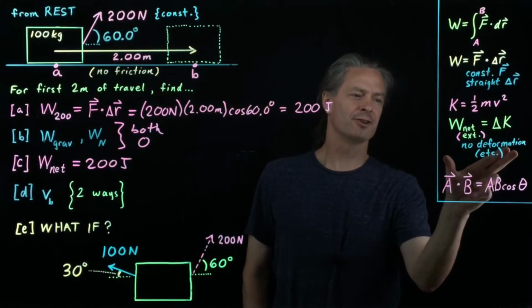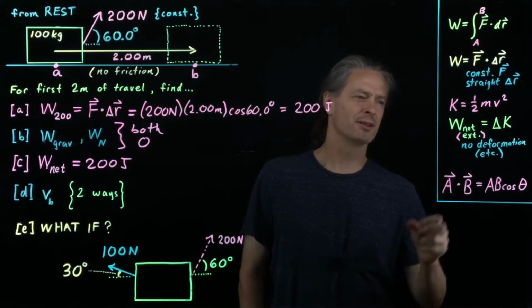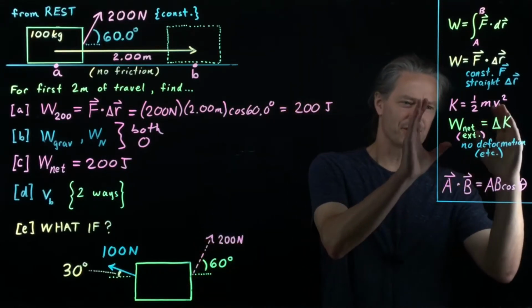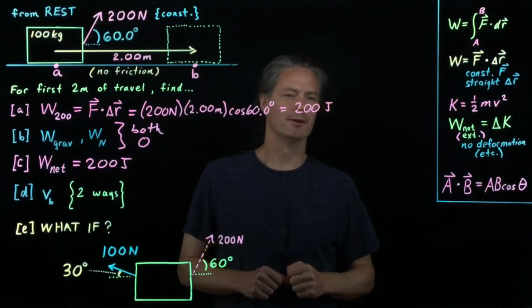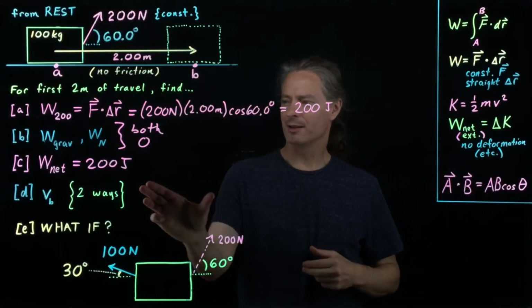The work-kinetic energy theorem says that the net external work done on some non-deformable object is equal to that object's change in kinetic energy. This is a special case of a more general principle known as conservation of energy. All right, let's apply the work-kinetic energy theorem right here. So I'll put that right here.